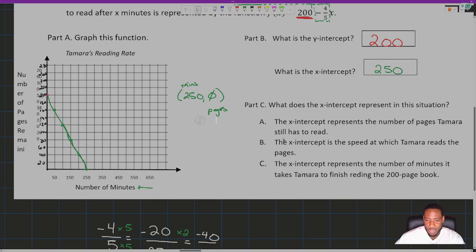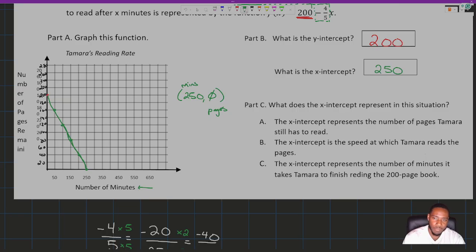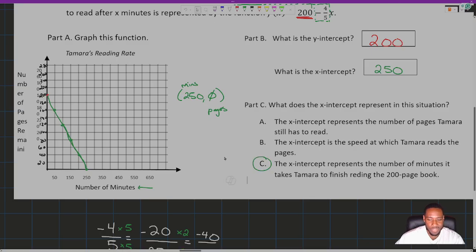And the answer choice that best reflects that is C. The x-intercept represents the number of minutes it takes Tamara to finish reading the 200-page book. A little typo there, but we'll live. So that is that.